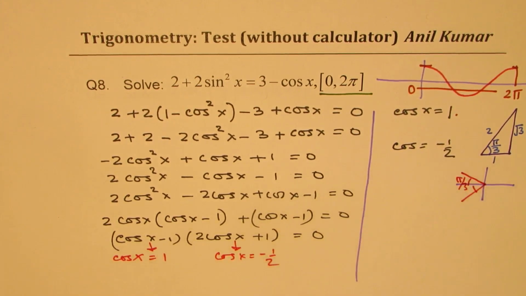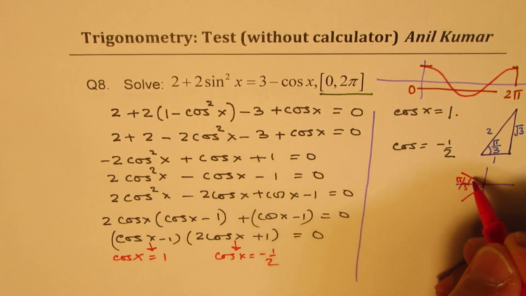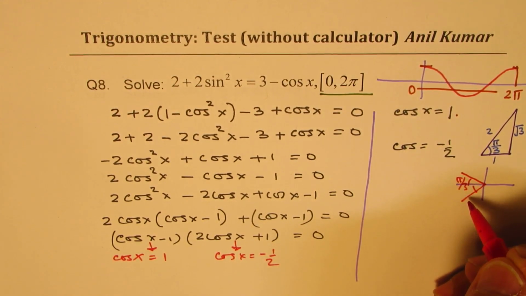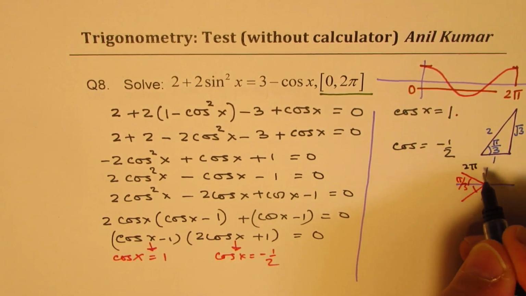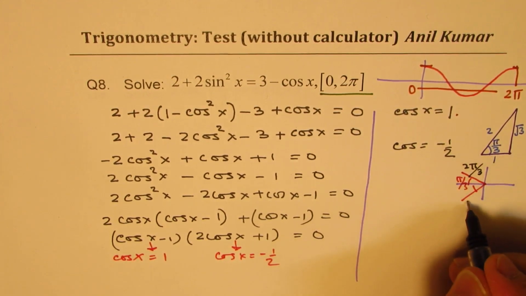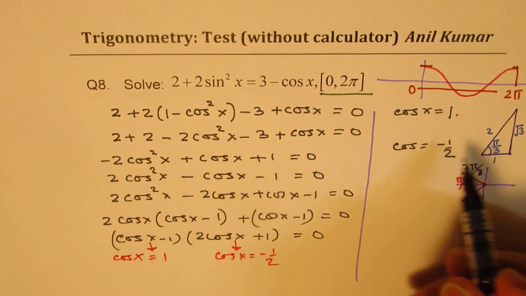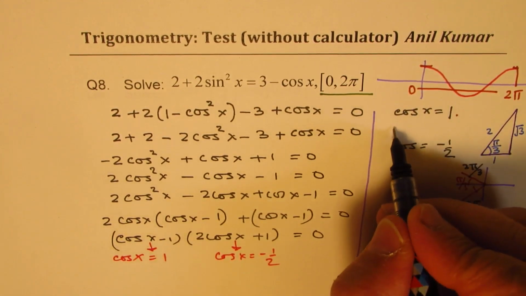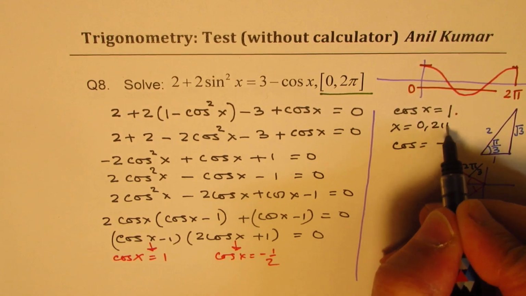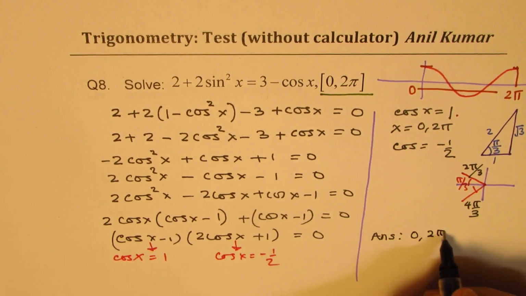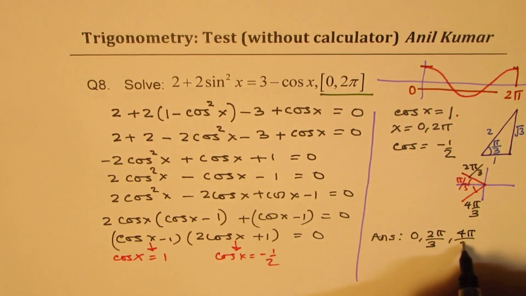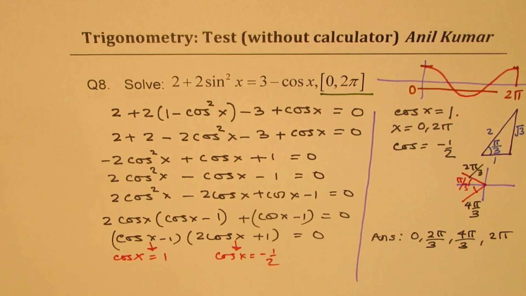Pi by 3. So when that is the case, the angles here are 2 pi by 3 and 4 pi by 3, correct? So those are the two angles. This is for minus half, and for 1 we already have x equals 0 and 2 pi, correct? So we can now write down our answers, which are 0, 2 pi by 3, 4 pi by 3 and 2 pi as our solutions, correct? So I hope this is absolutely clear.